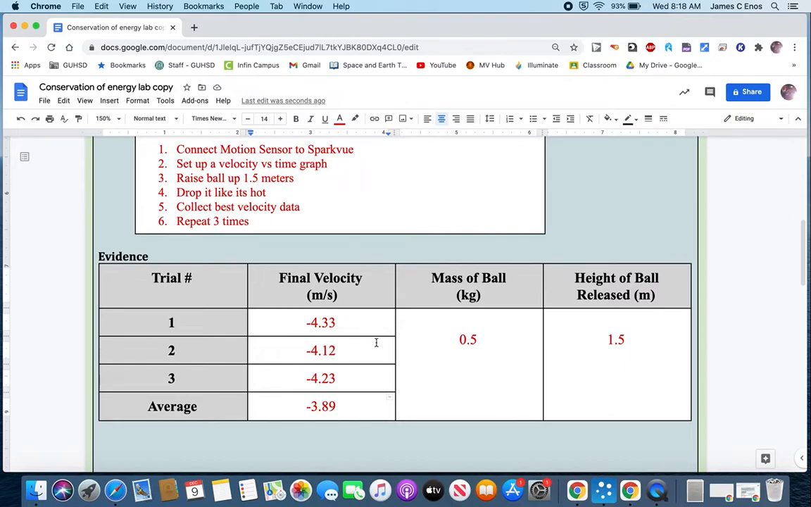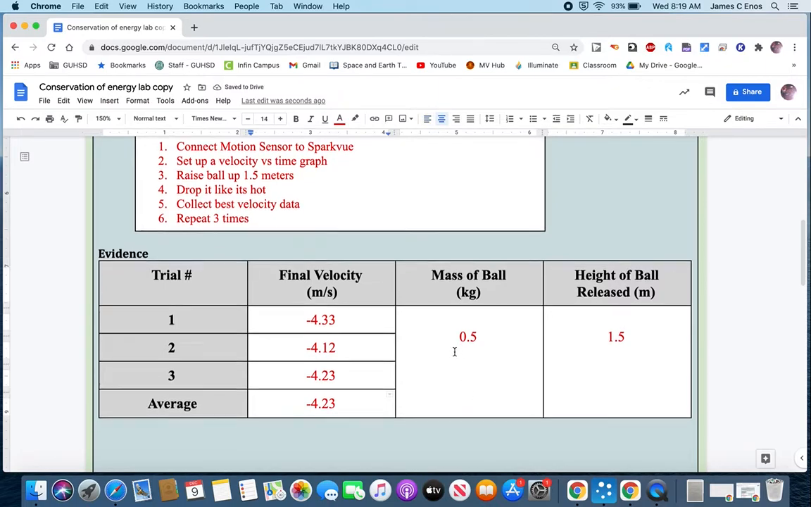And I want to choose the final velocities that are close to one another. So I'm going to get rid of this 3.89, and instead I'm going to count the other 3 as the velocities that I'm going to use. So I'm now going to take the average, giving me an average of 4.22 or 23.